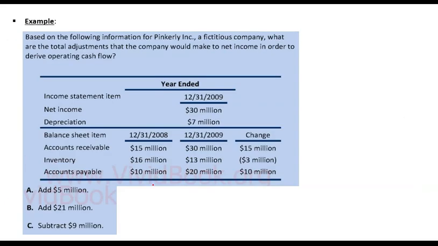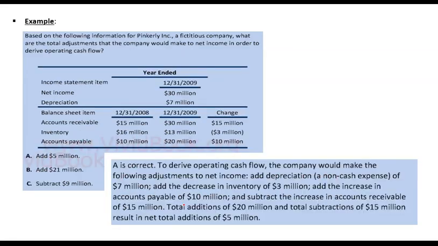So here is a question for you to do. Based on the following information, what are the total adjustments that the company would make to net income in order to derive operating cash flow? So what are the adjustments that need to be made to net income in order to get the cash flow? The correct answer is A.